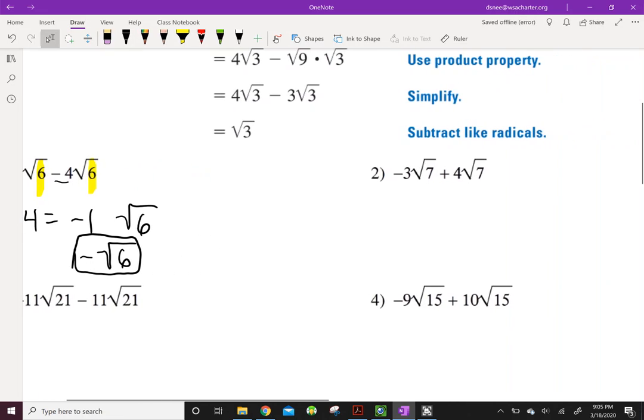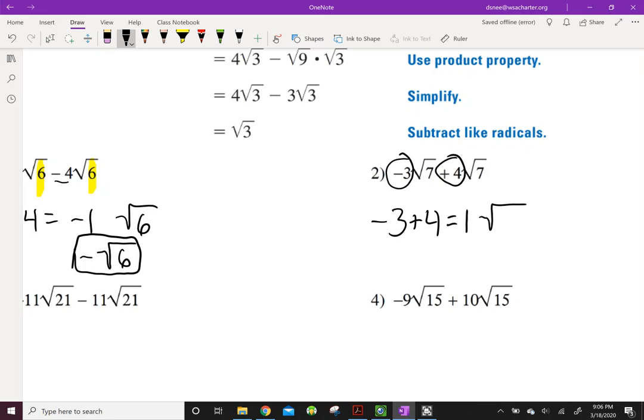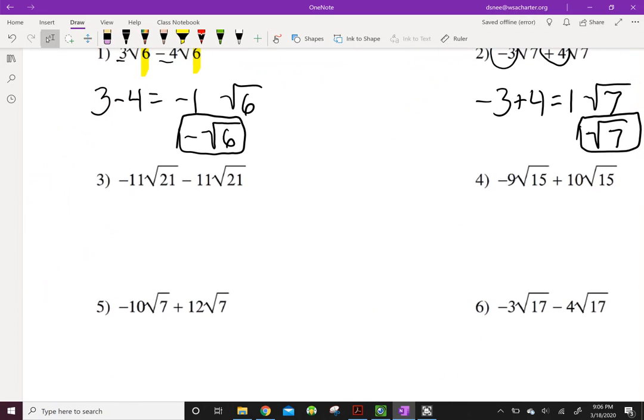Okay, on number 2, again, we have a 7 and a 7. So I can combine my negative 3 and my positive 4. Negative 3 plus 4, that equals 1. And then I just copy the square root of 7. And I can get rid of that 1 because 1 times any number is equal to the number it's multiplied by. I'm going to do a couple more of these with you guys.